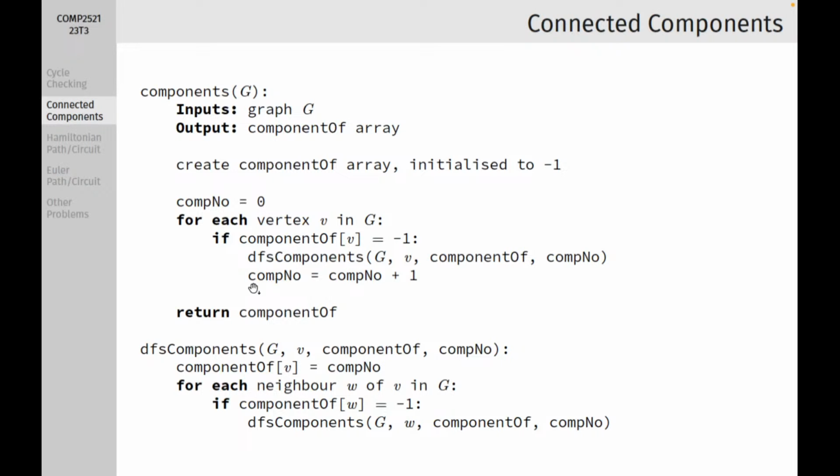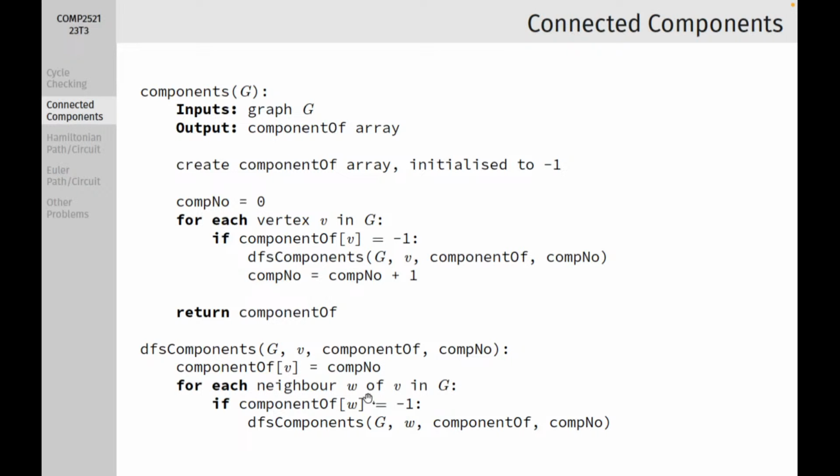All right, and after the DFS is done, we increase the component number by 1. Okay, and here is the recursive helper function, DFS components. Right, so it's almost identical to the recursive helper function for DFS. We set the component number of the current vertex to component number. So instead of marking the vertex as visited, we set the component number, and then for each neighbor, if that neighbor hasn't been assigned a component number, then we recurse into that vertex.